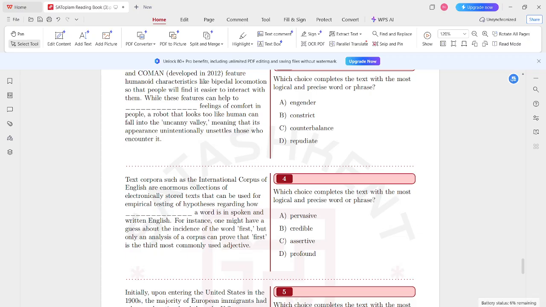Now, I think my battery is dying here. Yeah, I got 15 minutes or less.